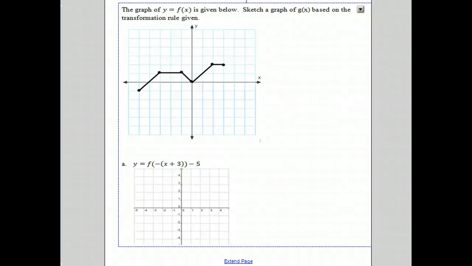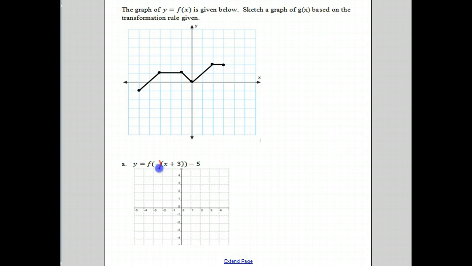Transform a graph. So we're given this graph y equals f of x, and we're told to do the transformations according to what you see here in part A. You'll notice that there are going to be three transformations. First, this negative sign inside the parentheses of f of x indicates that there's going to be a reflection about the y-axis. So we might make a note that step one, there's going to be a reflection about the y-axis.